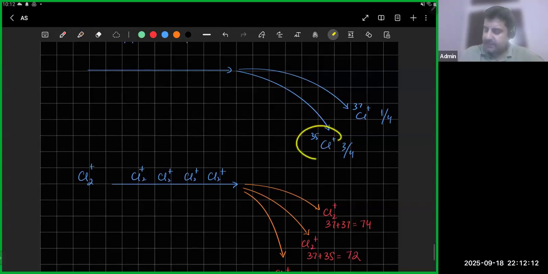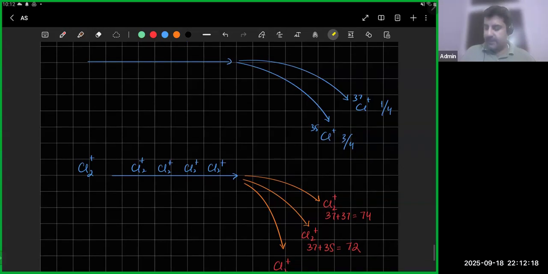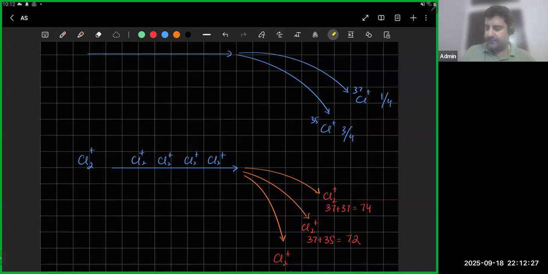what are the chances of getting 35? I mean, what's the probability? 3/4, right? 75%, right? Out of all the Cl, there's a 3/4 chance of getting Cl35, and there's a 1/4 chance of getting Cl37.